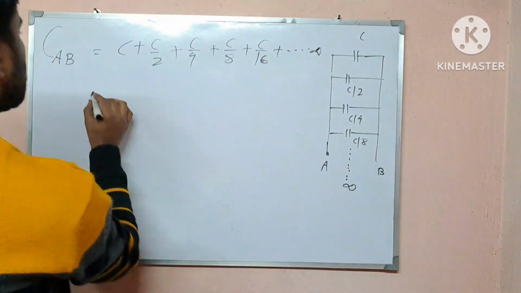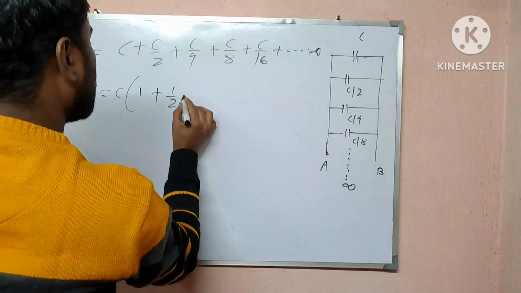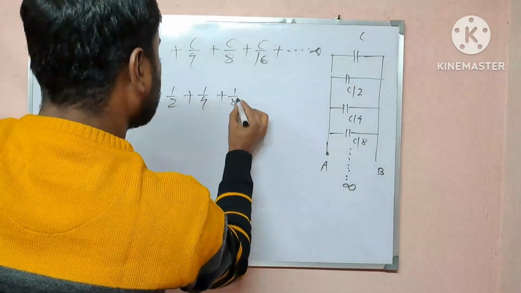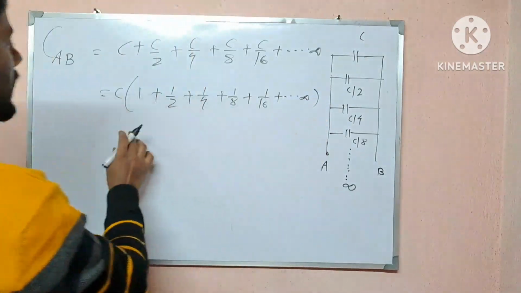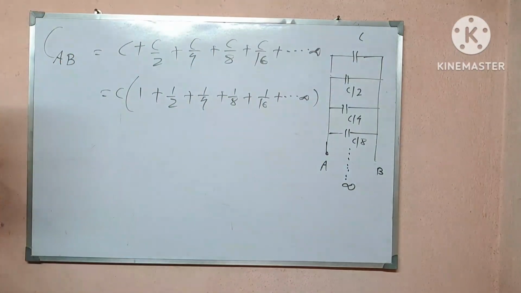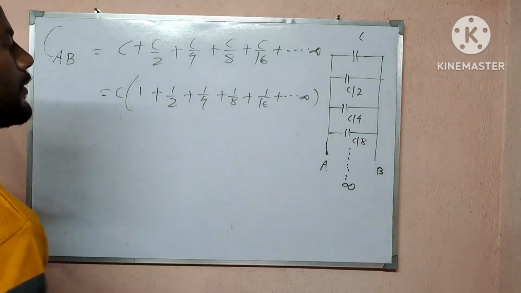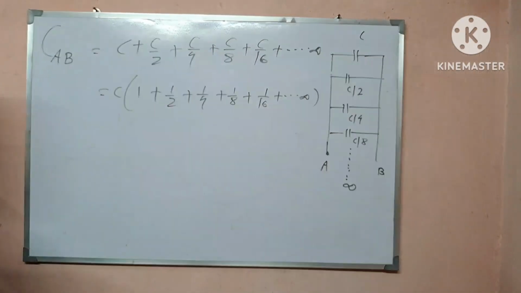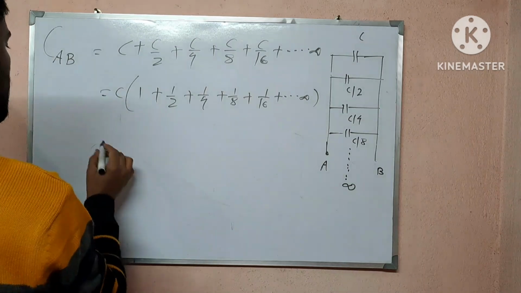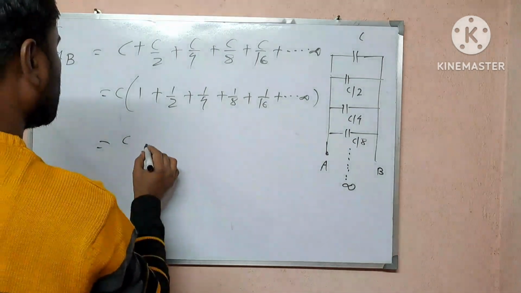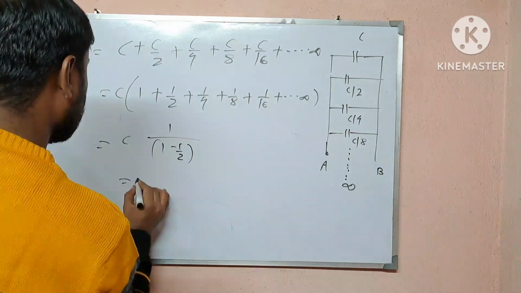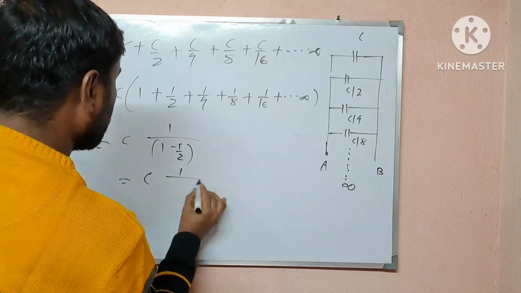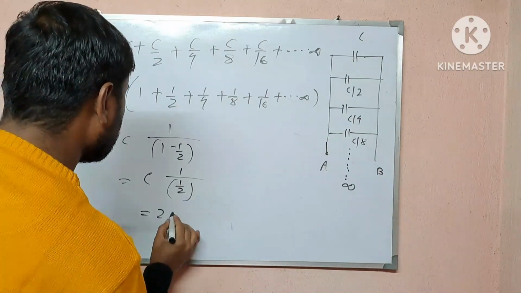So what we'll do here, C is common, 1 plus half plus 1 by 4 plus 1 by 8 plus 1 by 16 plus dot dot dot up to infinity. So this is basically an infinite GP series where the common ratio is half. Just find the common ratio. Common ratio is half and the first term is 1. So what we'll do, C equal to 1 by 1 minus half. So the answer will be C into 1 by half. So the answer will be 2C.